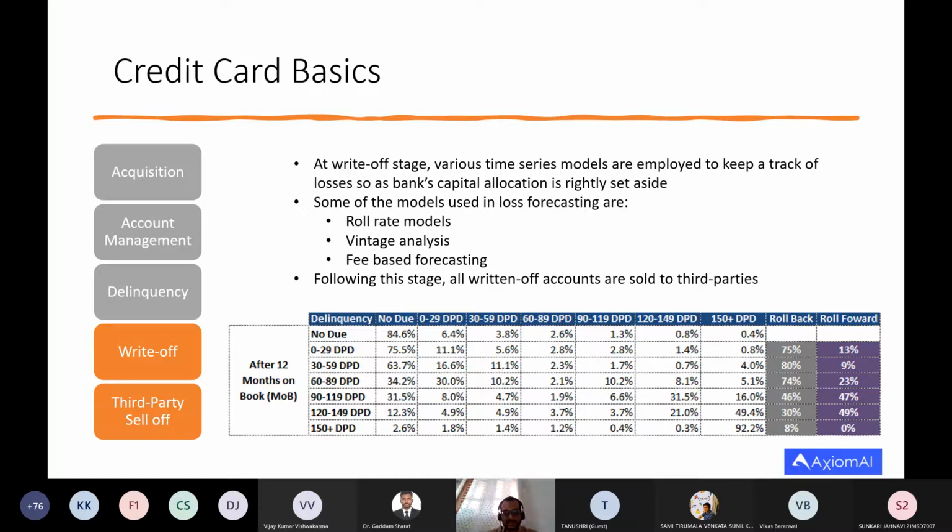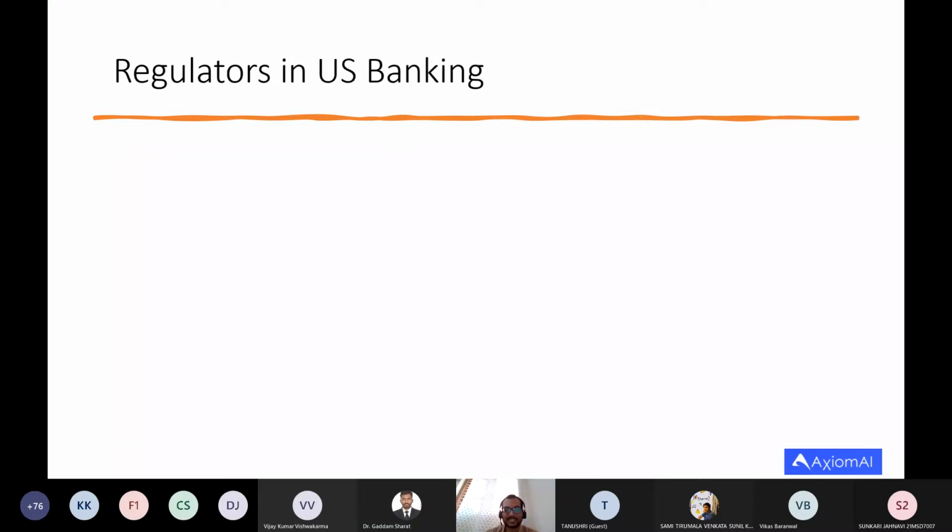All right. Any questions so far on the credit card life cycle, specific to life cycle? Otherwise, we can move ahead. No, okay, awesome. I hope nobody is too disconnected to ask questions.